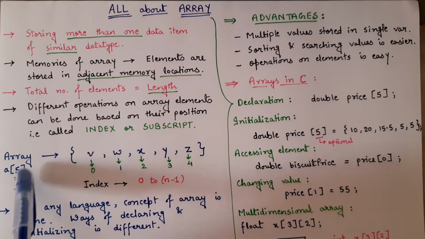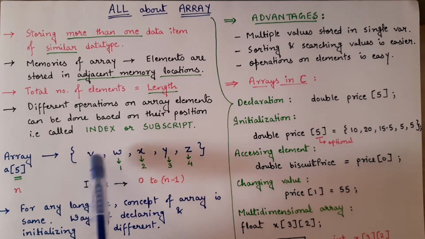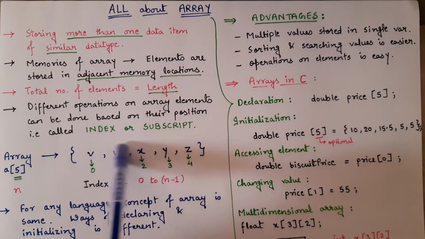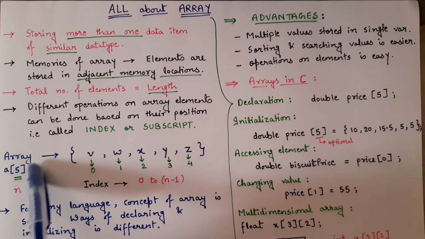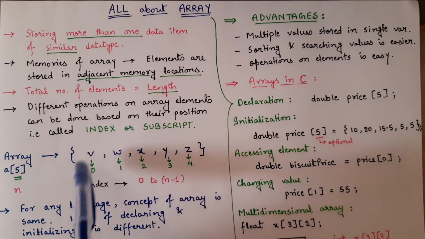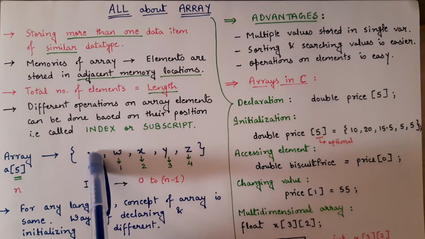Now, let's say the content of this array A, that means the 5 elements, are V, W, X, Y, Z. Let's say these are the 5 different elements present inside our array A of 5. These V, W, X, Y, Z are the actual elements, or the actual contents, of this array A.